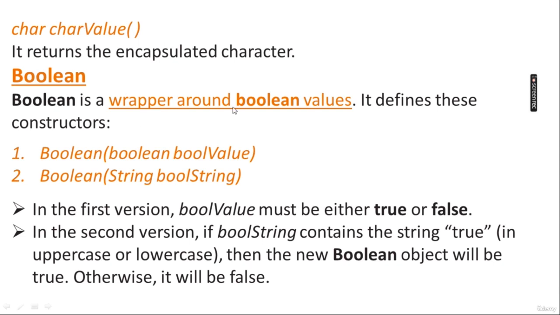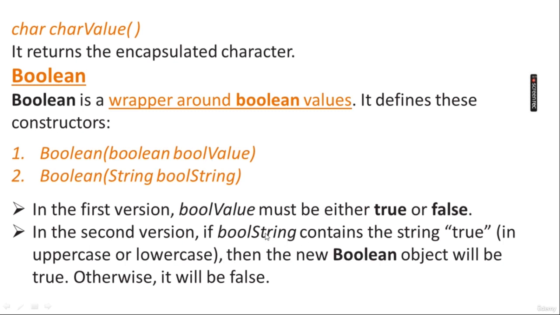Next, Boolean. Boolean is a wrapper around Boolean values. It defines these constructors: Boolean(boolean value) and Boolean(String string). Okay, so Boolean is a base class, B capital. Around the Boolean values, it defines the constructors. First is for the boolean primitive type. Second is for the String type. In the first version, the boolean value must be either true or false. Okay, here you have to pass either the true value or the false value.